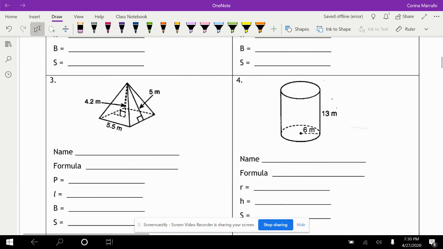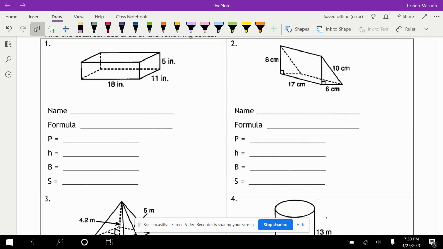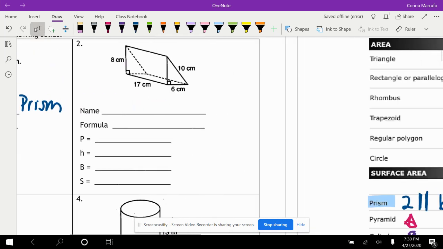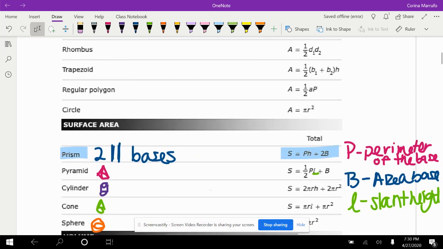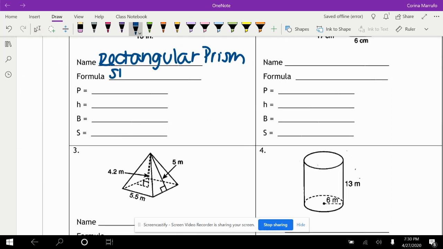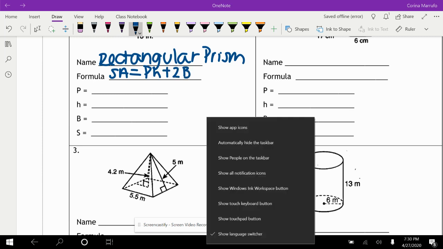So let's go ahead and look at our first problem. We start off by identifying what kind of figure this is. If you notice, we have this rectangular base, and then we have this parallel rectangular base. So we have two rectangular bases, which makes this a rectangular prism. Okay, so since this is a prism, that means we're going to have to use this first formula for prisms. Surface area equals pH plus 2B.